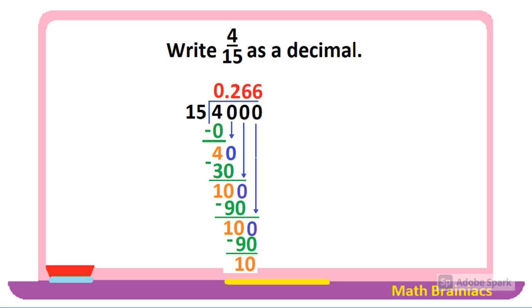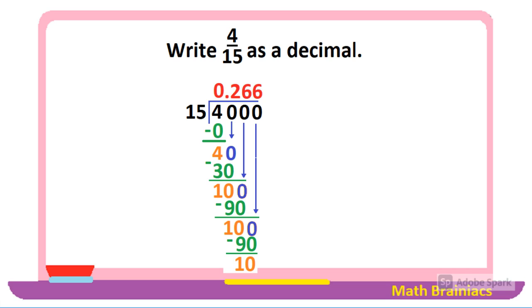Therefore, 100 divided by 15 will give us 6. And 6 times 15 will give us 90. 100 minus 90 will give us 10. It is repeating, right? Do you notice it? If we add another 0, we bring down the 0 again on the 10, and it will give us 100. The process is repeating itself, right?